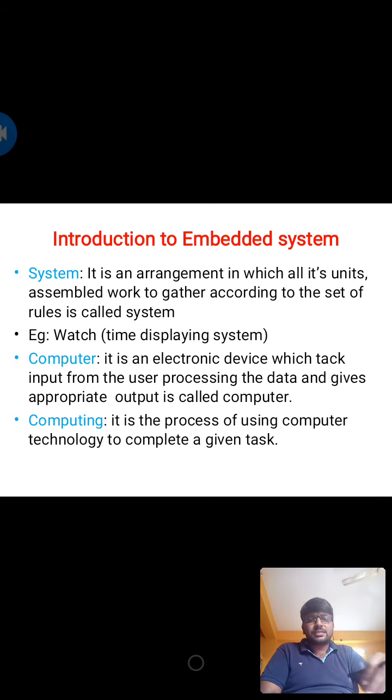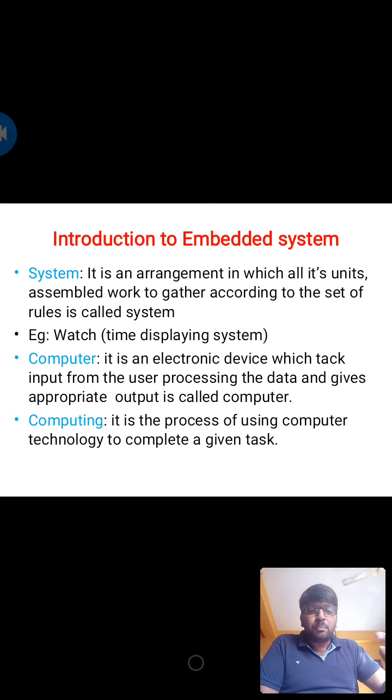So coming to the next one, the computer. A computer is an electronic device which takes input from the user, processes the data, and gives an appropriate output. All of you know the definition of a computer. It is an electronic device which takes input from the user. The user gives the inputs, and after processing, based on the input and processing, the output is given. So this is the basic definition of a computer.